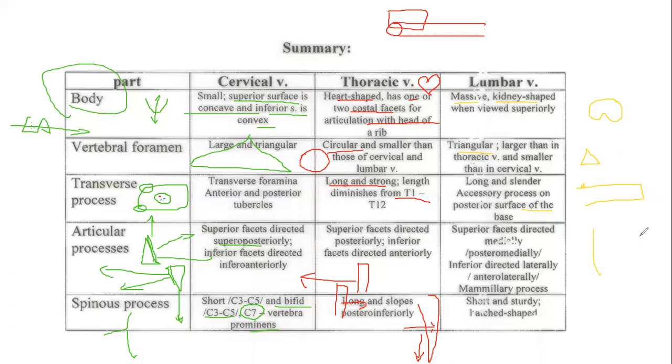Articular processes, superior, directed medially, with the mammillary process on the posterior aspect of them. Inferior articular processes directed laterally. Spinous process, hatchet shaped, short and sturdy. Okay.